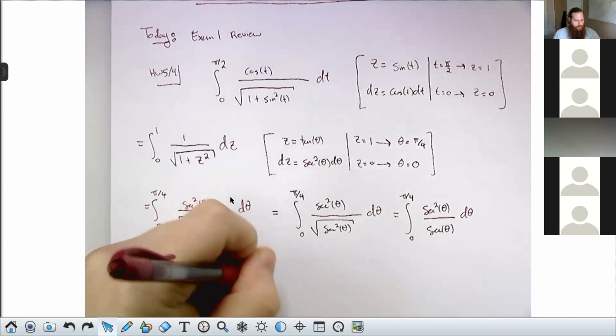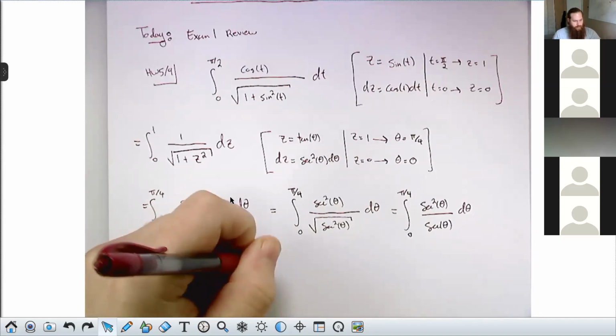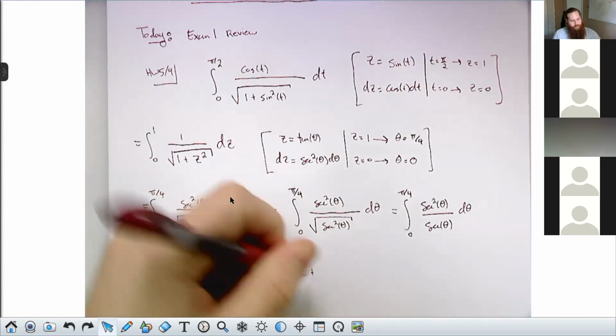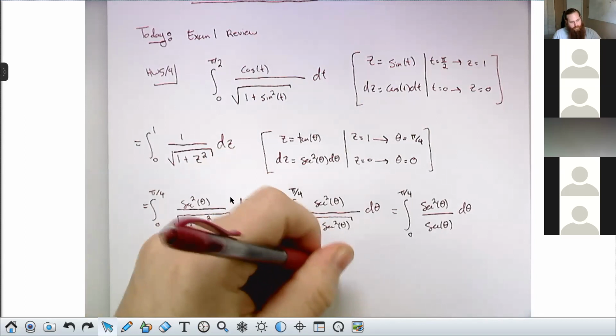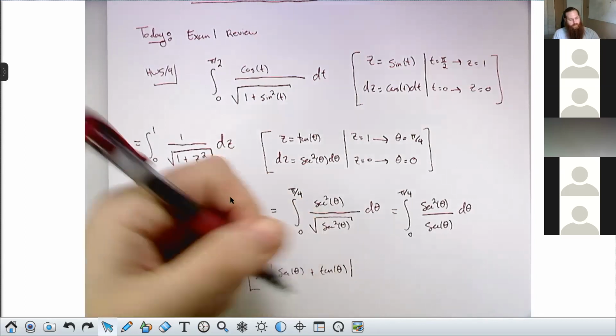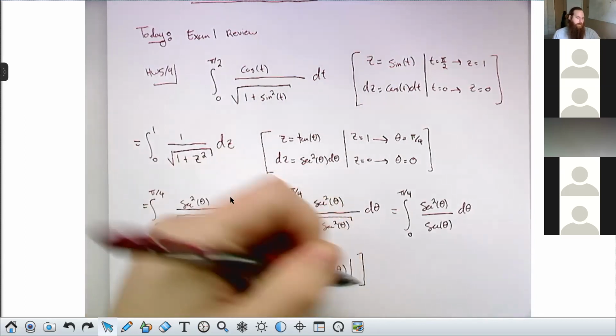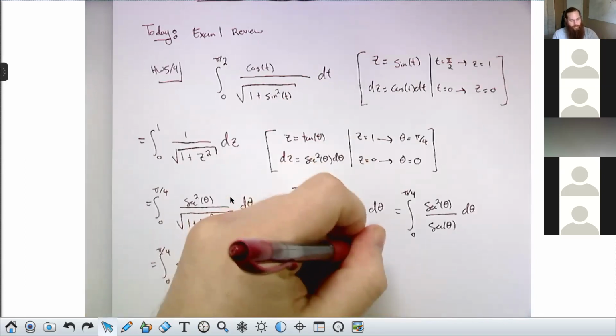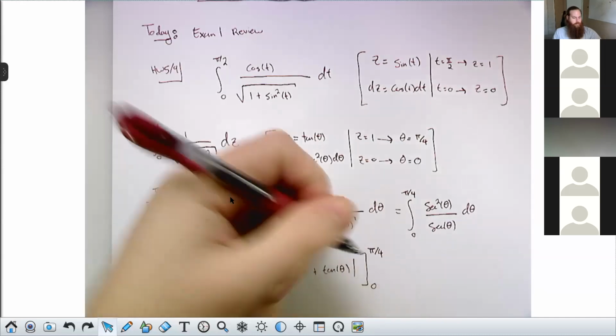And the output there is the natural log of the absolute value of secant theta plus tangent theta. So this is one that most people just know. And you evaluate between our bounds of 0 and pi over 4.